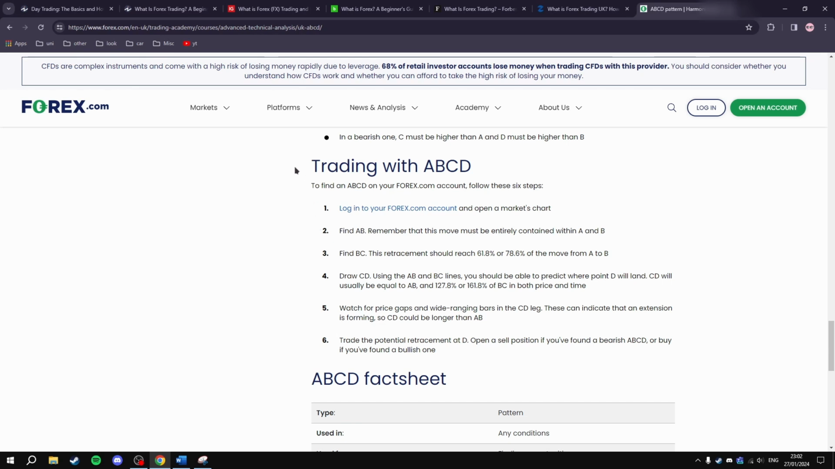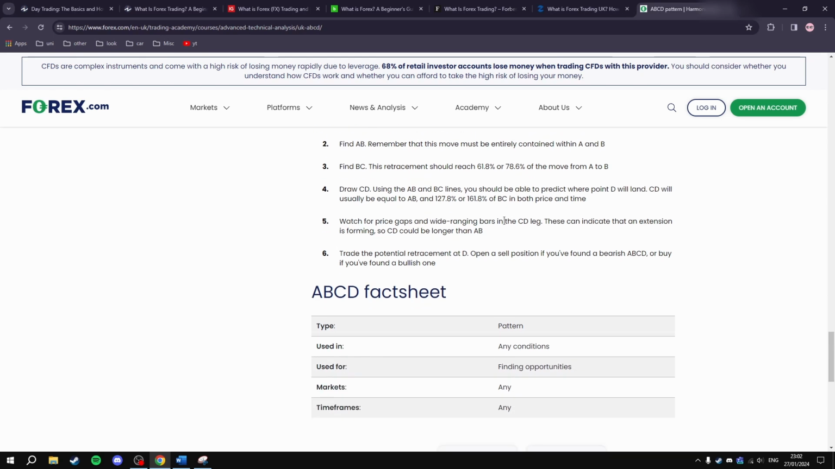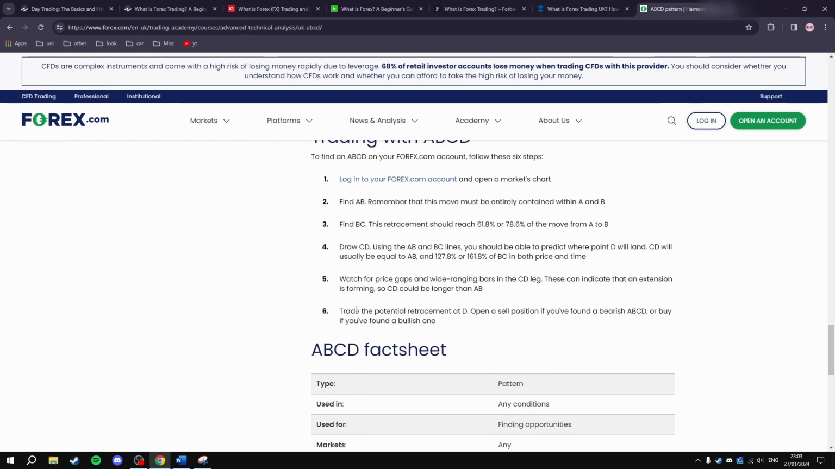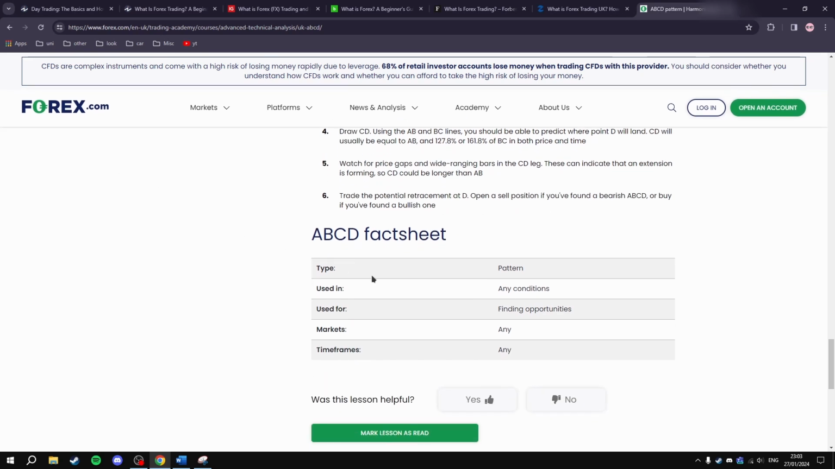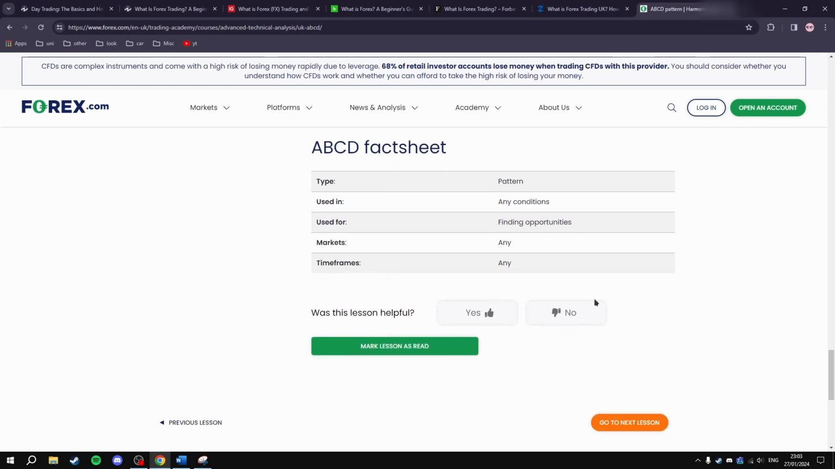Watch for price gaps and wide-ranging bars in the CD leg. These can indicate that an extension is forming, so CD should be longer than AB. Trade the potential retracement at D. Open a sell position if you found a bearish ABCD, or buy if you found a bullish one. ABCD fact sheet: type, pattern; used in any conditions; used for finding opportunities; markets any; time frames any.